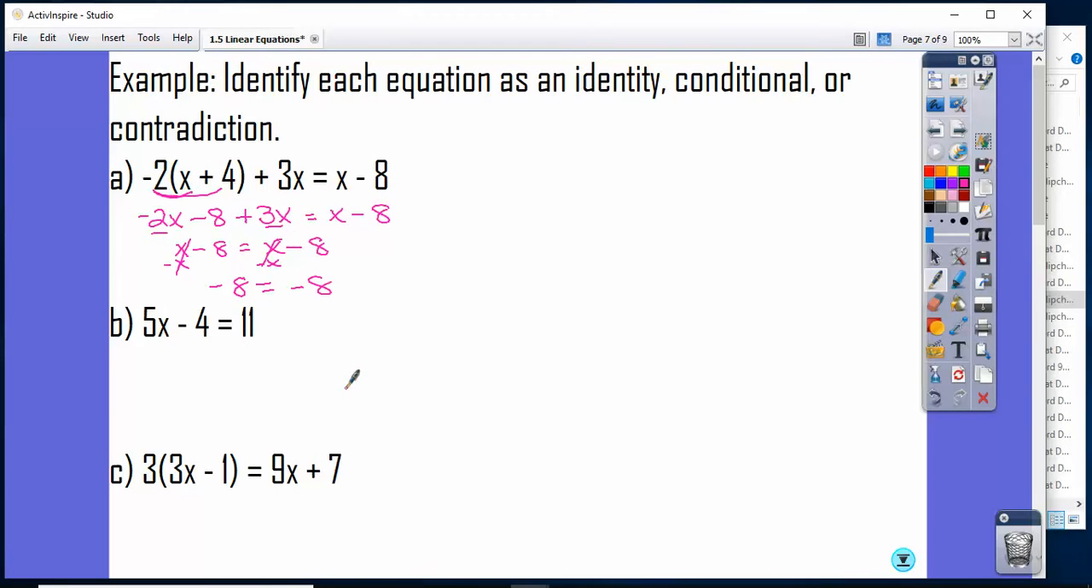So I don't have any more x's. If my x's go away, it's either a contradiction or an identity. Is this a true or false statement? True. That means no matter what I plug in for x, this thing is always true. So there are infinite solutions. So if I asked you to solve this, you would tell me there are infinite solutions. Not just one, every x makes it true. And we classify that as an identity.